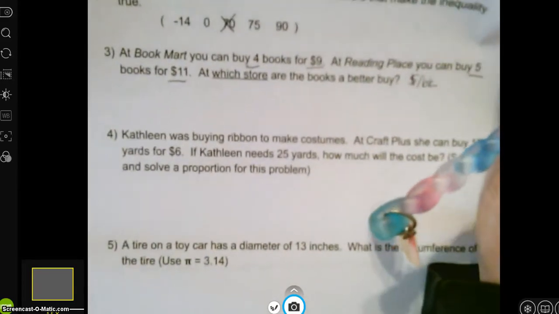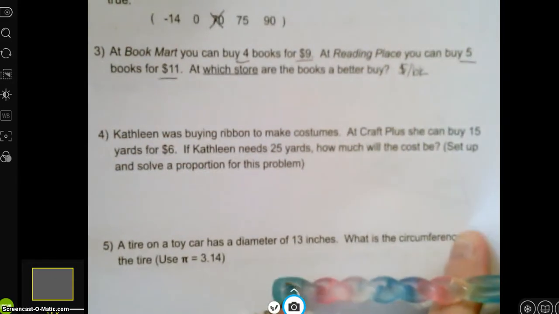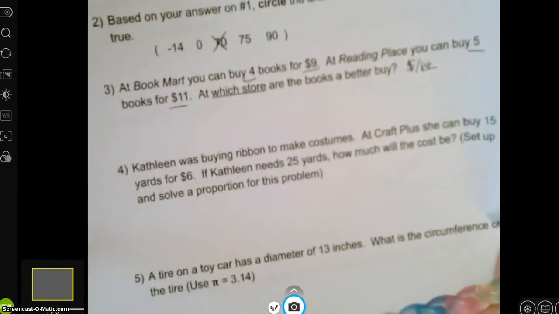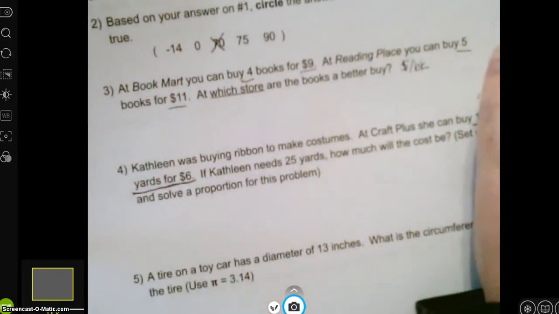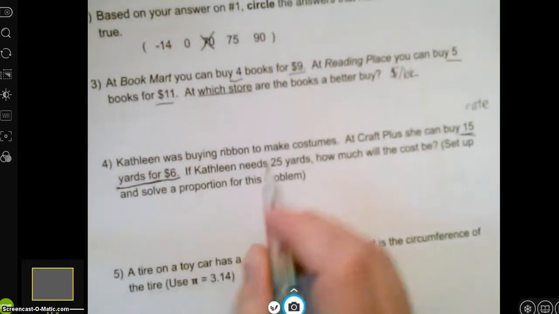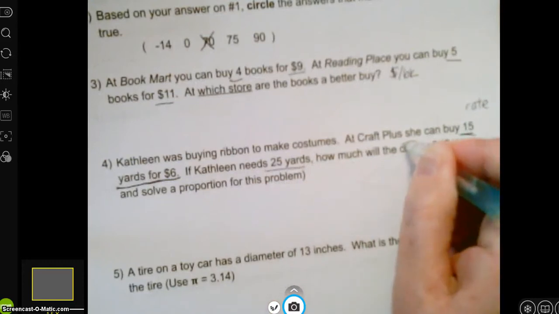Okay, so we are going to do number 4 together and 5. So number 4 says, Kathleen was buying ribbon to make costumes. At Craft Plus, she can buy 15 yards for $6. So, I know my brain is trained for this, but the first thing I see here is 15 yards for $6. This is a rate. Okay, so important. If Kathleen needs 25 yards, how much will the cost be?